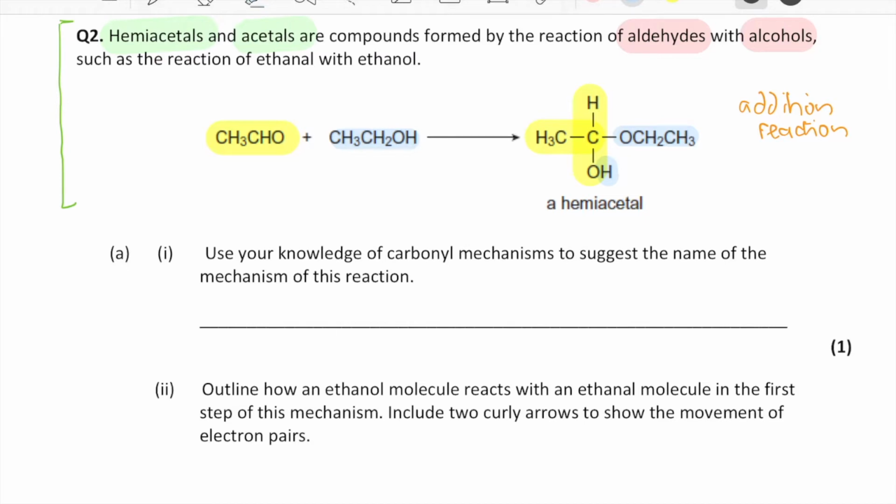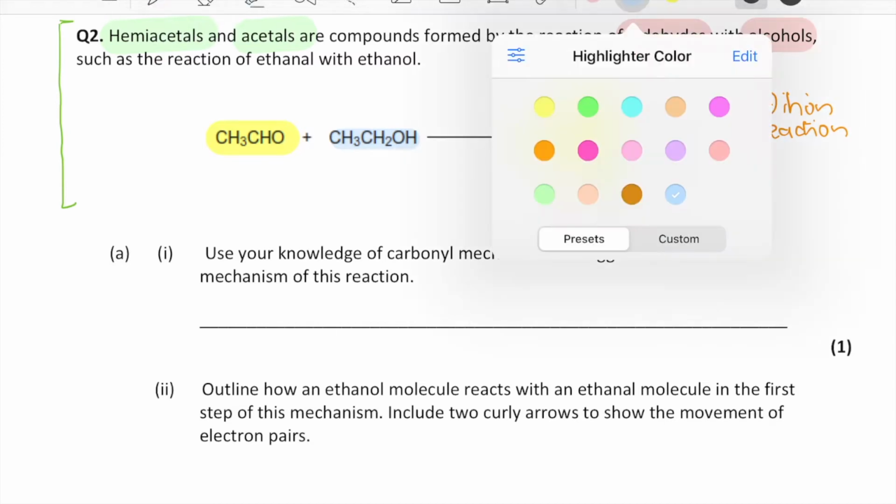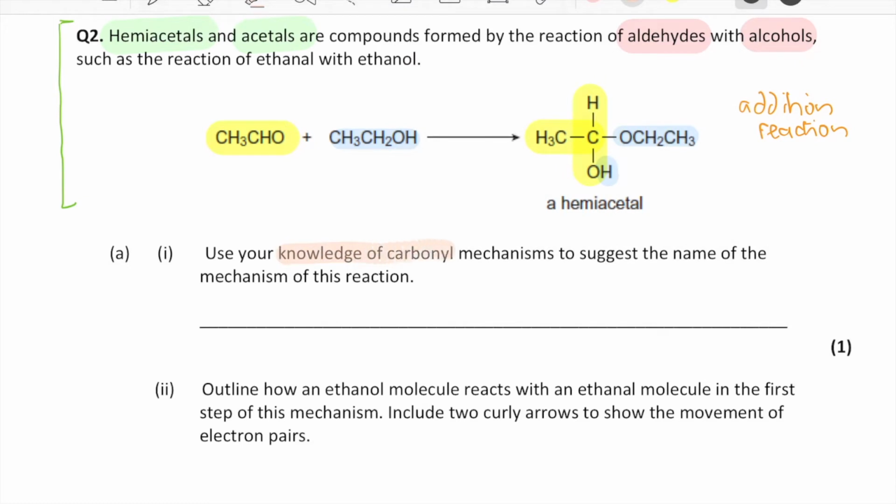Okay. So we've made sure we've understood, or at least recognised what we can understand, from that first bit of information. Now we come to the very first question, and it says, use your knowledge of carbonyl mechanisms. The carbonyl compounds that we have studied at A-level are aldehydes, ketones, and then the carboxylic acids and derivatives. We have an aldehyde here, so we're clearly talking about a carbonyl mechanism relevant to an aldehyde.